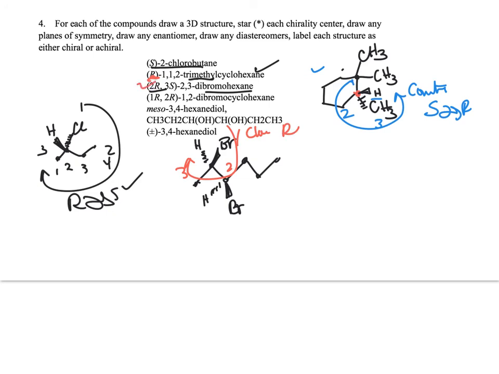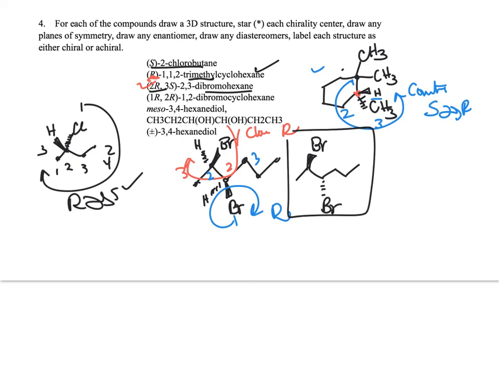There's 2R. Okay, here, 1, 2, 3. That is R, and we don't want R. So then we're going to redraw this, and we're going to put bromine coming at you here, but then on this one, we're going to make bromine going back, and that should be correct.